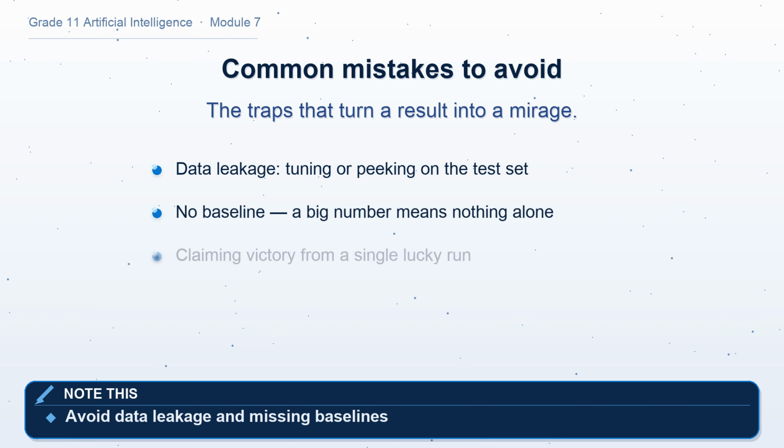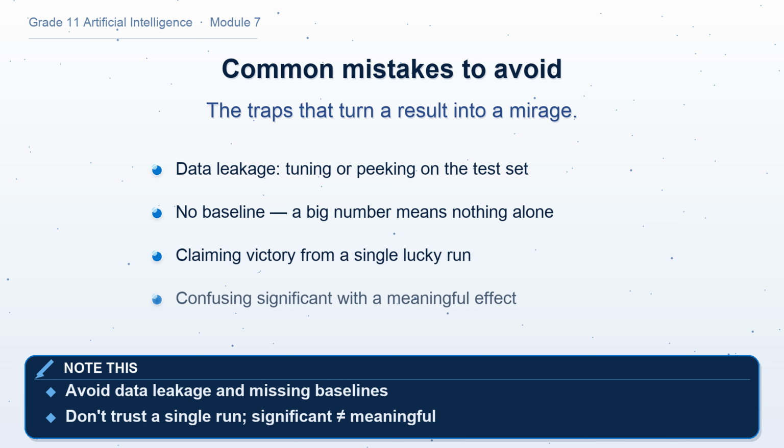Third, claiming victory from a single lucky run instead of averaging over several. And fourth, confusing statistical significance with a meaningful effect. A tiny gain can be significant yet useless. Avoid these four, and your findings will hold up to scrutiny.